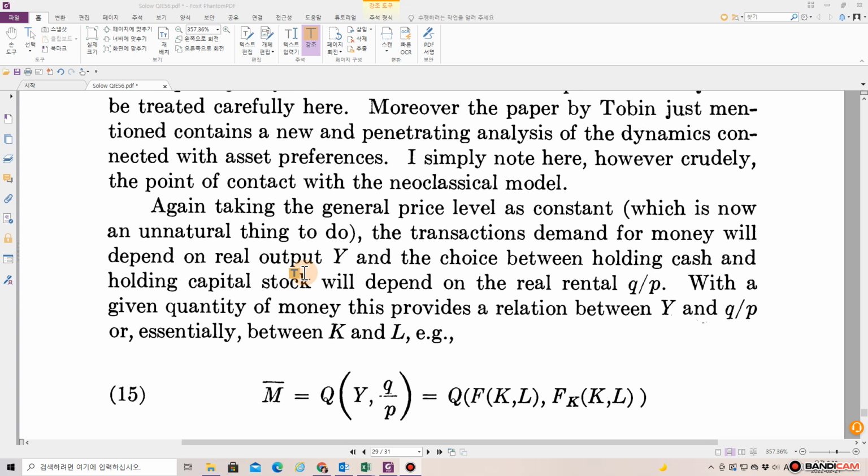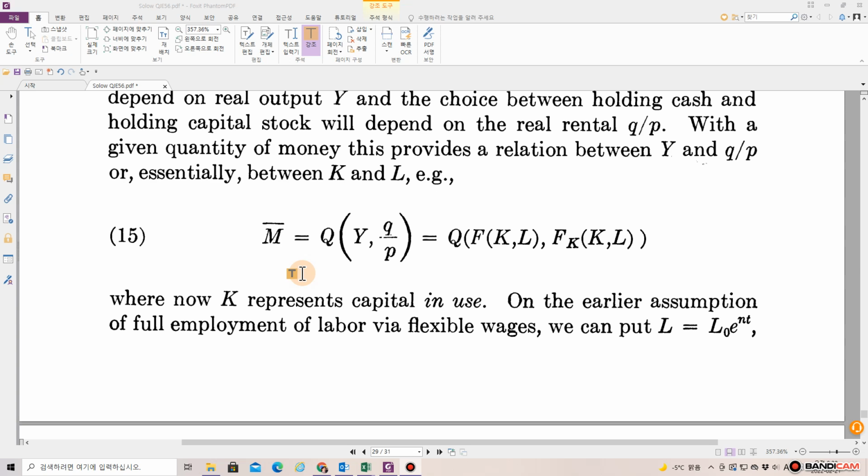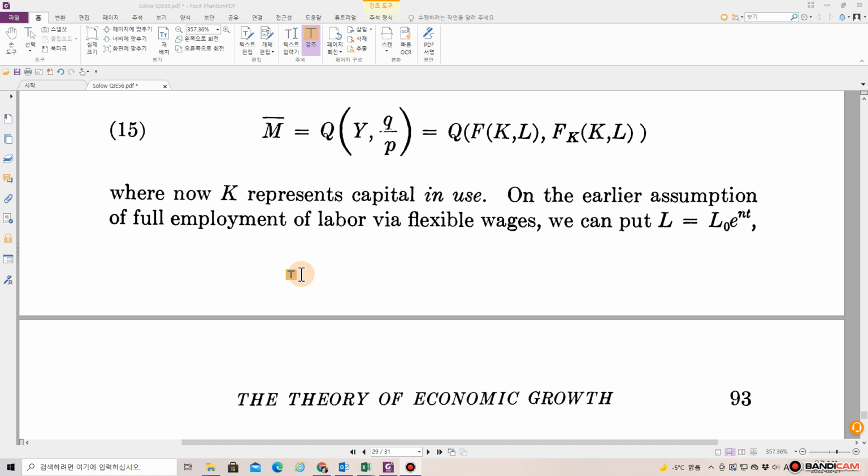The transaction demand for money will depend on real output Y, and the choice between holding cash and holding capital stock will depend on the real rental Q over P. With a given quantity of money, this provides a relation between big Y and Q over P, or essentially between K and L. For example, M bar equals Q of Y and Q over P, which is equal to Q of F of K and L and F sub K of K and L, where now K represents capital in use.